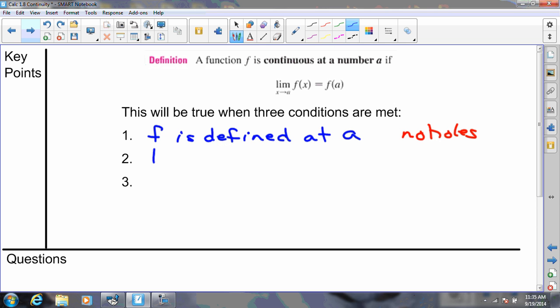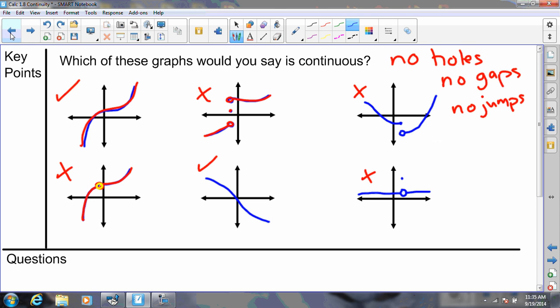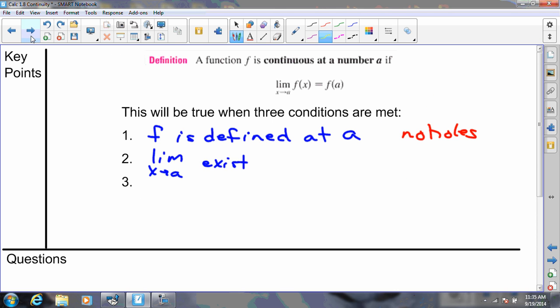The second one, the limit has to exist. Going back to the last screen, how could we possibly have continuity when the right-hand limit and the left-hand limit don't match? If the limit does not exist, that's saying we would have a jump. We can't have any jumps. And the last one is the actual equation part. The limit does equal the function value.